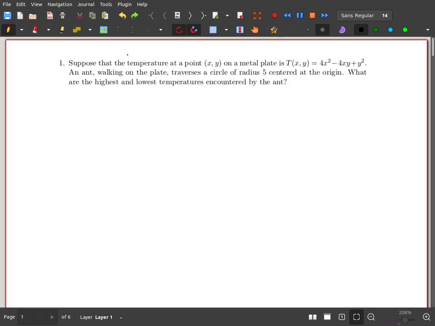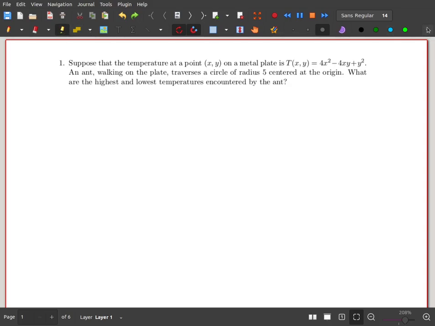Suppose that the temperature at a point xy on a metal plate is given as T equal to 4x squared minus 4xy plus y squared. An ant walking on the plate traverses a circle of radius 5 centered at the origin. What are the highest and the lowest temperatures encountered by the ant?